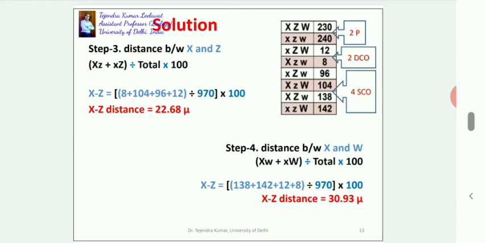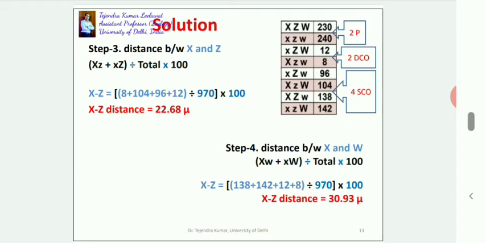Now step 4 is for determining the distance between X and W. So how would you identify X and W? You again have to find the odd ones, meaning capital X and small w, and small x and capital W. Add all these numbers, divide by the total and multiply by 100. You will find 30.93 mu. Okay, so these are very simple.